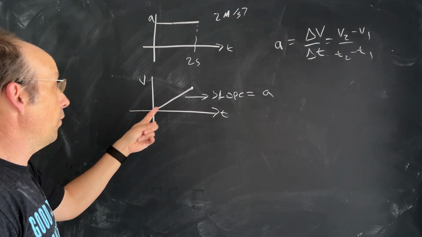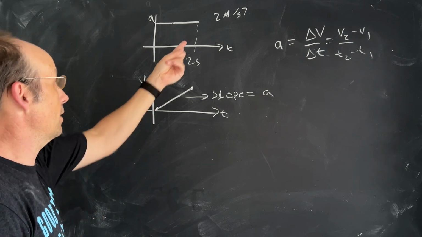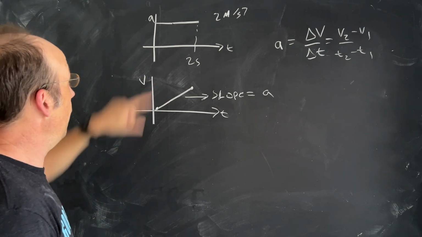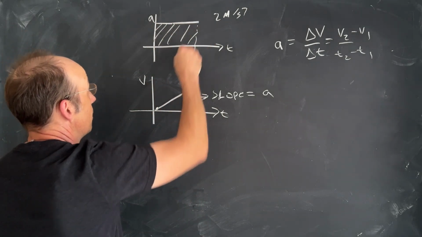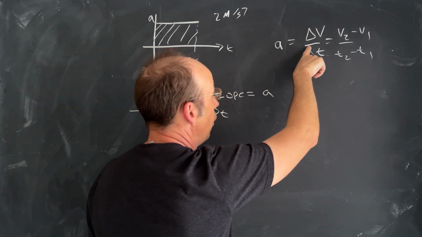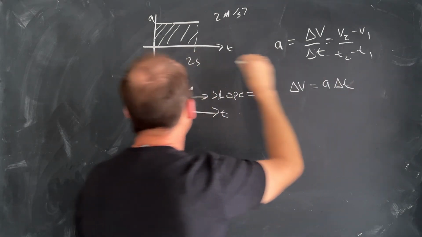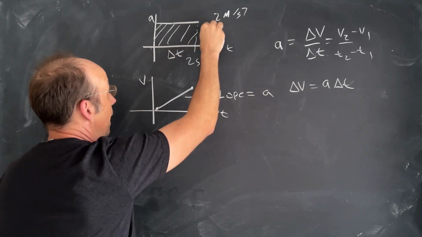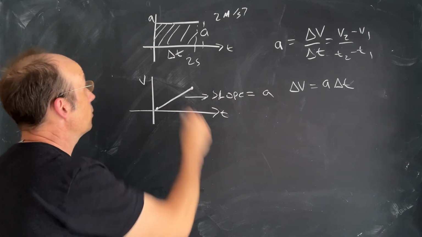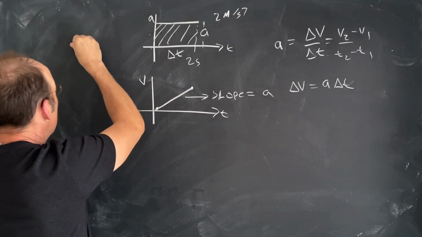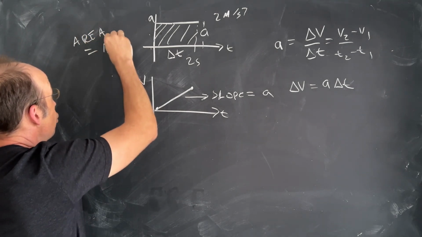But you'll notice that the velocity is increasing, which is exactly what the acceleration says. What about this? What does the area under this graph tell us? Well, if I solve for delta v, I get delta v is a delta t. This is delta t, and that's a. If I multiply delta t by a, I get the area. So the area is equal to the change in velocity.